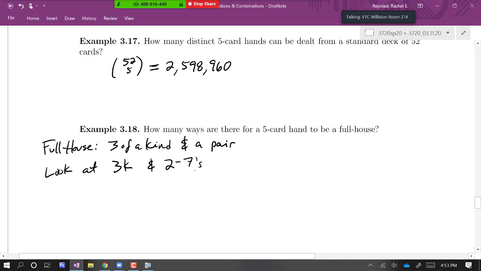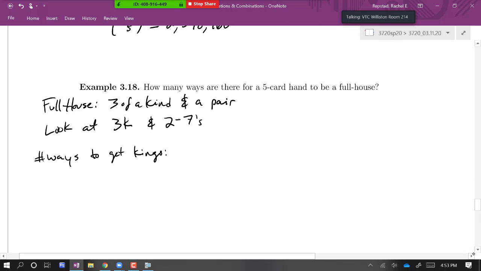So let's figure out how many ways to get the kings. I want 3 kings. Overall, what that means is I'm taking 3 cards. I'm picking 3 cards, and I need them to come from the 4 kings that are in the deck. So the number of ways I can get 3 kings is 4 choose 3.